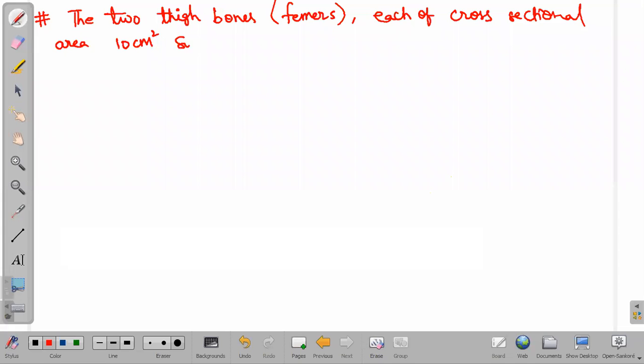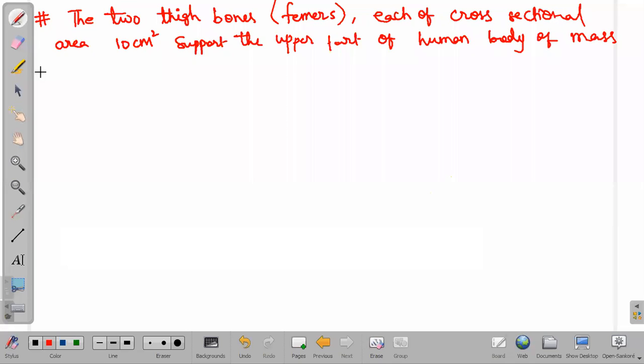Support the upper part of human body of mass 40 kg. Estimate the average pressure sustained by the femurs.